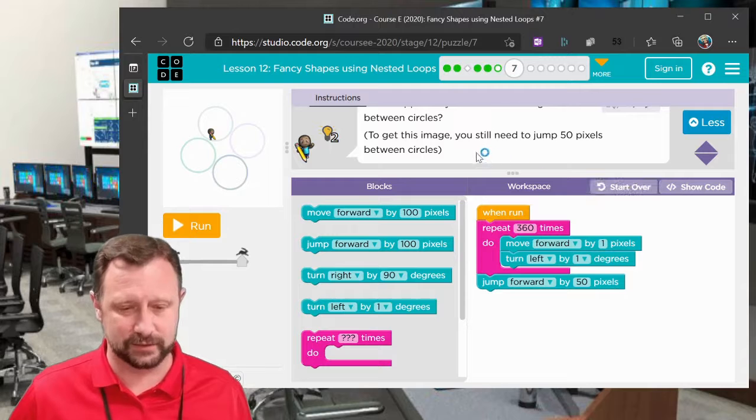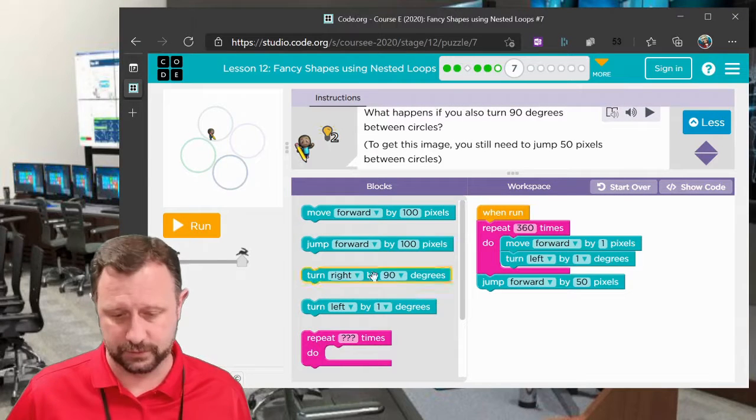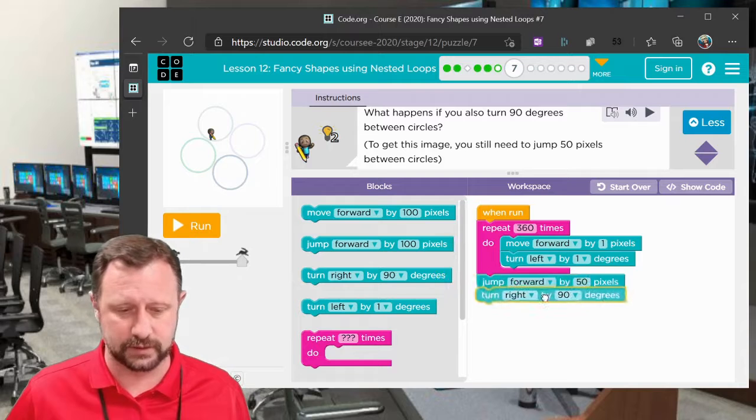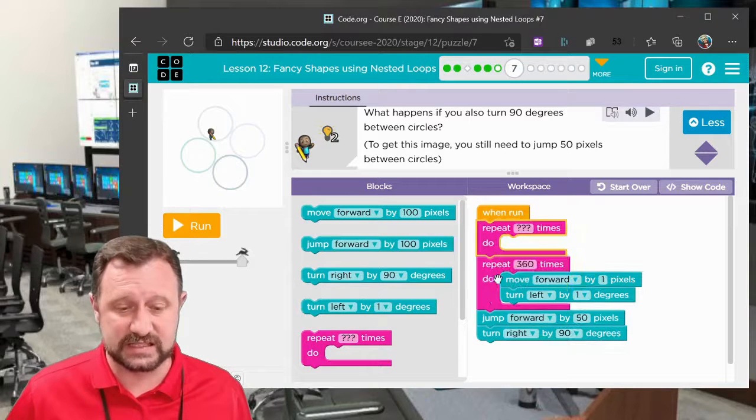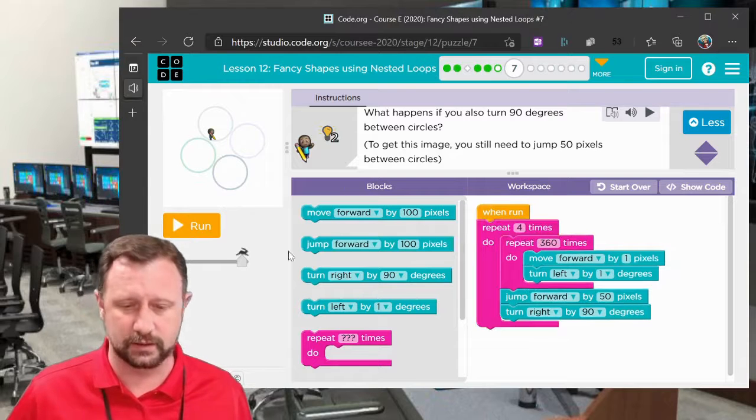Then directions up here where you also turn 90 degrees. So let's add a 90-degree turn in there, like so. Since I've got 4 circles, this is like the exact same line of code, except with a 90-degree turn. Let's see what happens here.